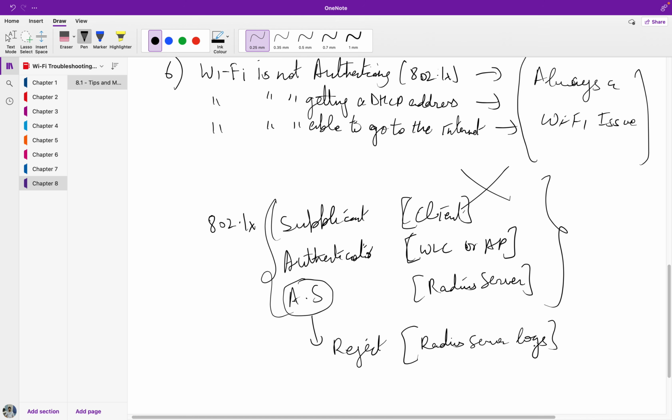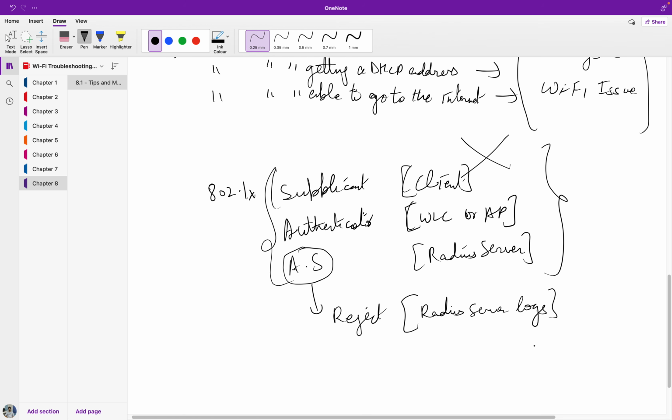Do not just assume it's a Wi-Fi issue. It's mostly not. In fact, the AP or a WLC has very little role to play in this. It's either the client, where maybe something is not configured well, or the authentication server, where something is not configured right. So check for this. Do not blame Wi-Fi for this. It's not a Wi-Fi issue.